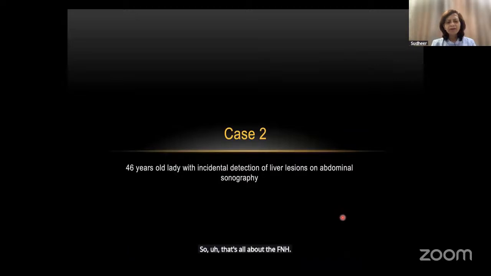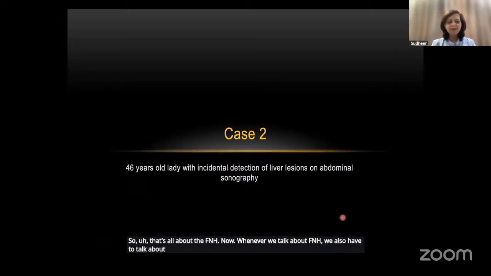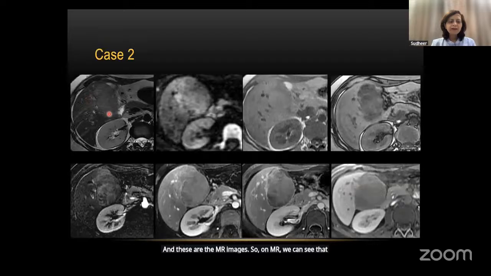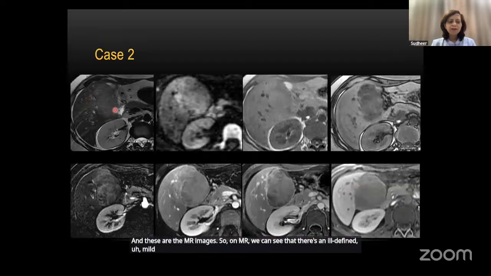Now, whenever we talk about FNH, we also have to talk about its sibling. So this is a middle-aged lady with incidental detection of liver lesions on abdominal ultrasound. And these are the MR images. So on MR, we can see that there is an ill-defined mildly T2 hyperintense mass here, which is showing mild diffusion hyperintensity. And these are the in and opposed phase images.